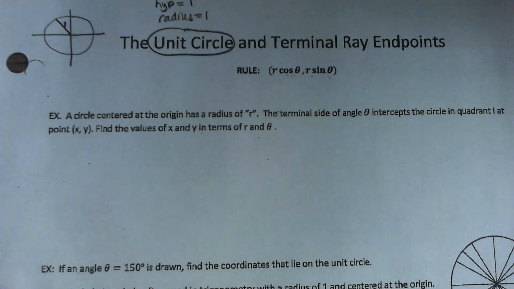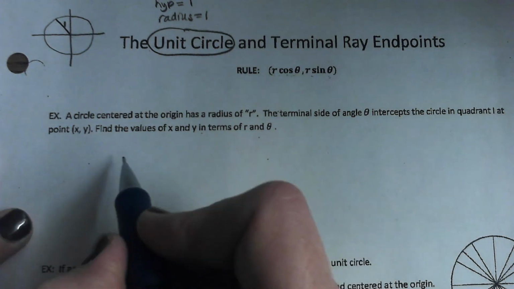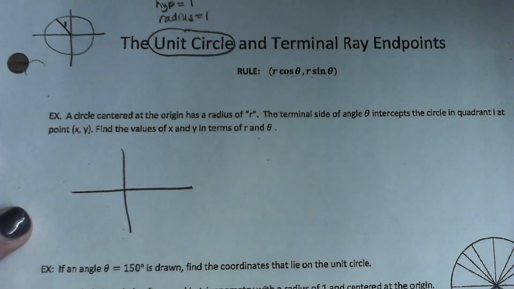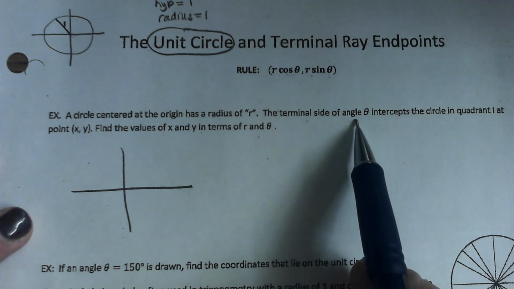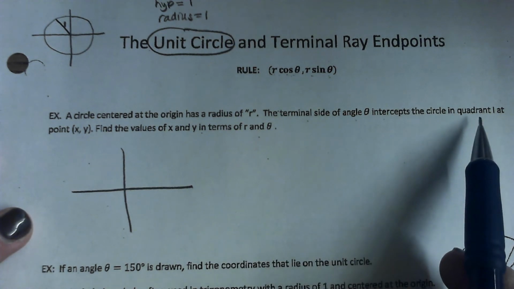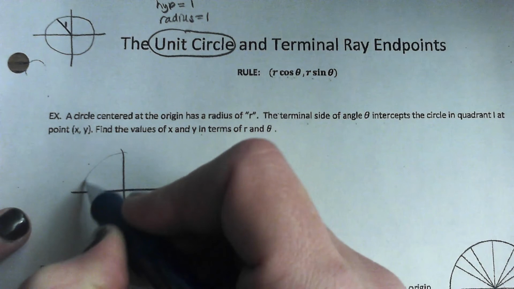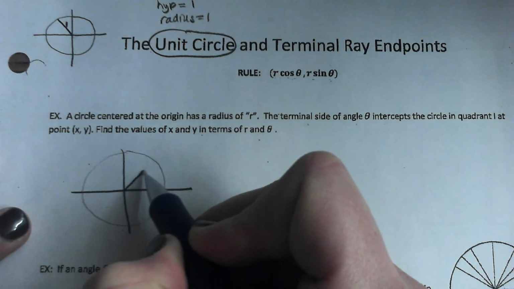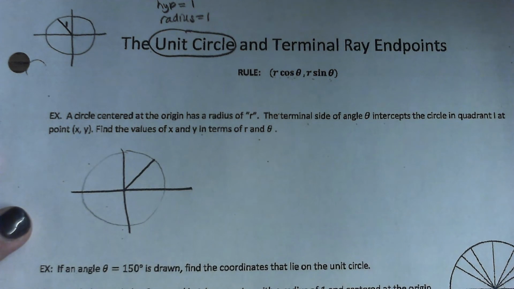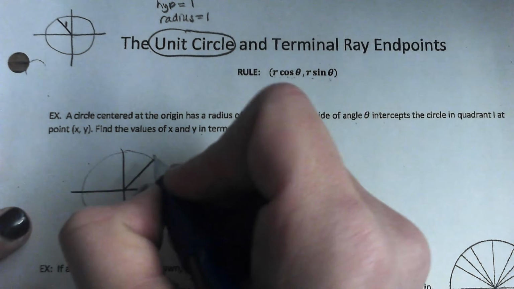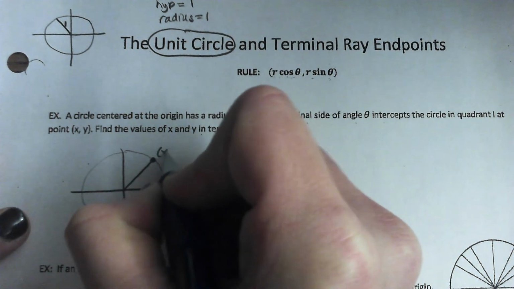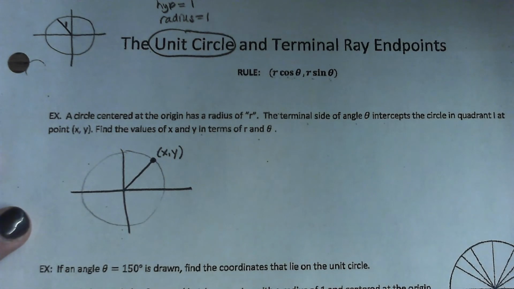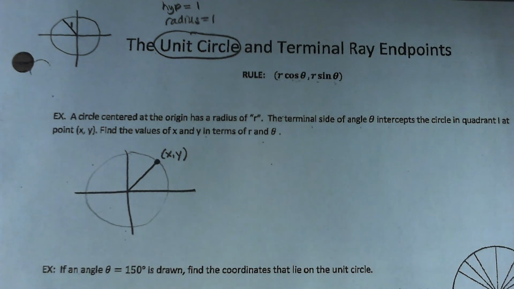So we'll just jump through these examples. A circle centered at the origin has a radius of r. The terminal side of an angle intercepts the circle in quadrant 1. So let's just do a circle centered at the origin, and there's my terminal side of an angle in quadrant 1, intercepts the circle at the point x, y. Okay? So find the values of x and y in terms of r and theta.